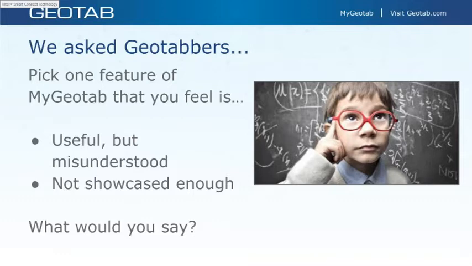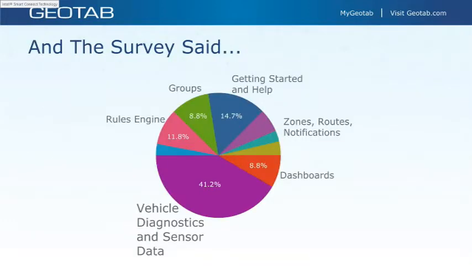So I went out to the team, and honestly, the little guy on the left, that's what they looked like to me when I first started here. I'm definitely one of the older ones at Geotab, but I did go out to the field and I asked them, if you were to pick one thing that was really not utilized enough or misunderstood and not really showcased well enough by us, what would you say? Basically what came back to me was my suspicions were validated. Vehicle diagnostics and sensor data was probably the biggest one.